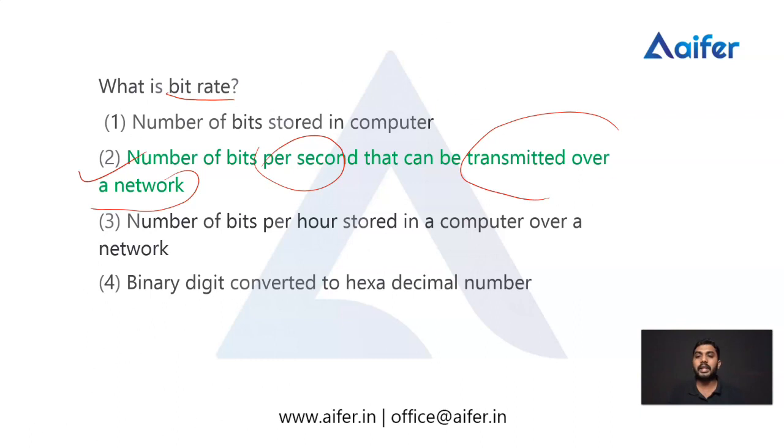We know that bit rate is calculated like, we know that kilobyte, megabyte, gigabyte. We can calculate the bit rate like KB, MB and GB. So the bit rate is number of bits per second that can be transmitted over a network.